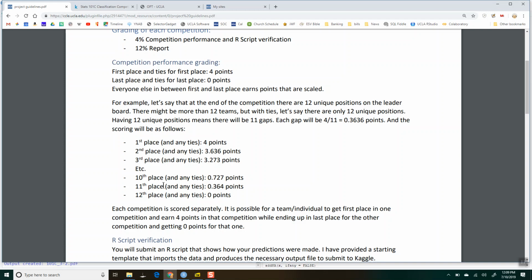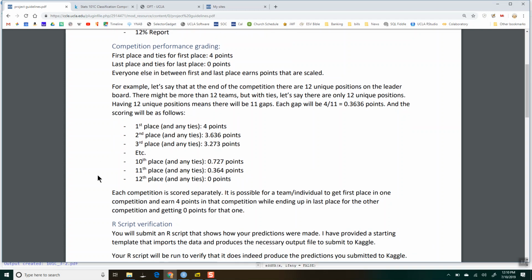Then 12 positions means there are 11 gaps, and so each gap will be 4 divided by 11 or something like that, okay? And the scaling will basically go like this. That's just an example. I don't know how many unique positions there will be on the board, and again, you can choose to work individually or in partners. When you pick your team name, just put your first name, okay? Creative names are fun, but just to keep things simple for me, just use your first name, and that will be fine, okay?